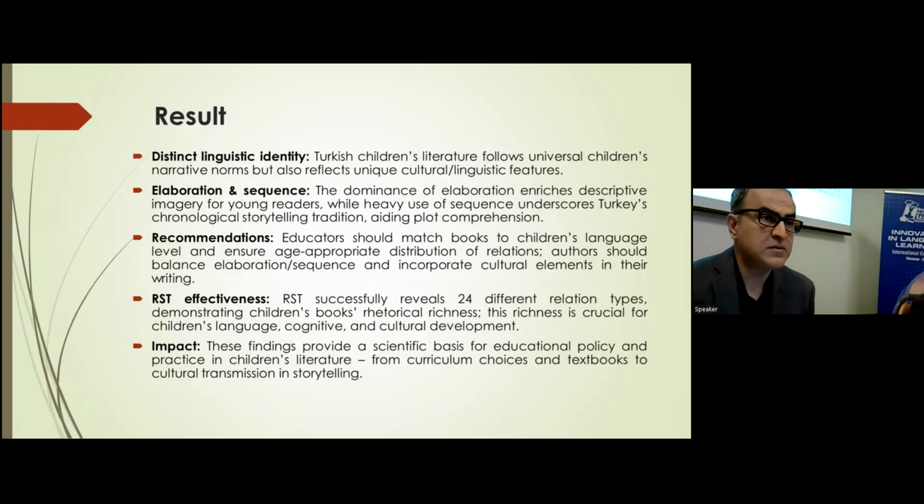And we have some recommendations for it. Educators should select books according to children's language level and the distribution of rhetorical relations, while authors should maintain a balance between elaboration and sequence and systematically incorporate cultural transmission into their writing. And finally, using RST, we identified 24 rhetorical relation types in children's books. This richness is critical for children's language, cognitive, and cultural development. Our findings provide a scientific foundation for educational policies, writing strategies, and text selection in children's literature.